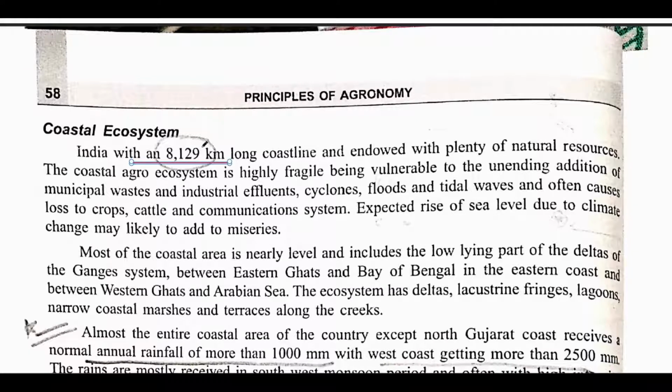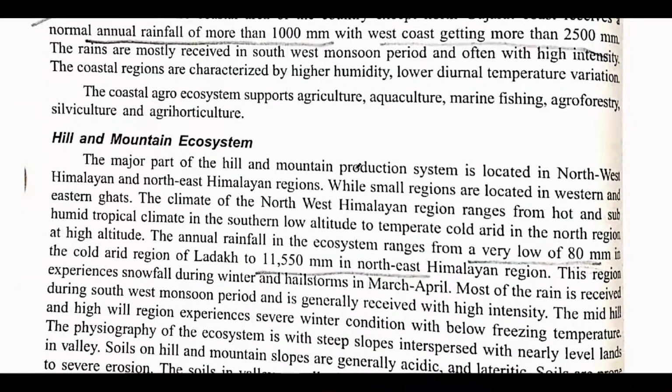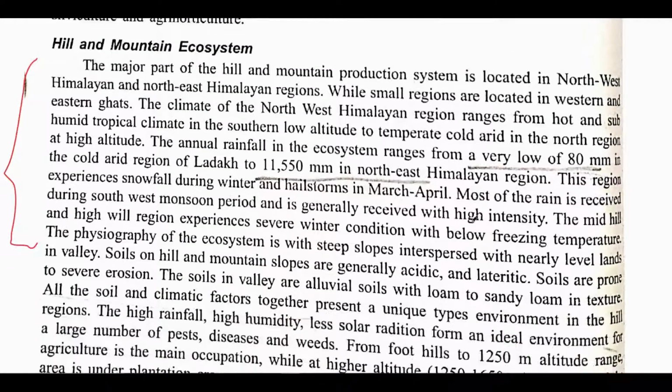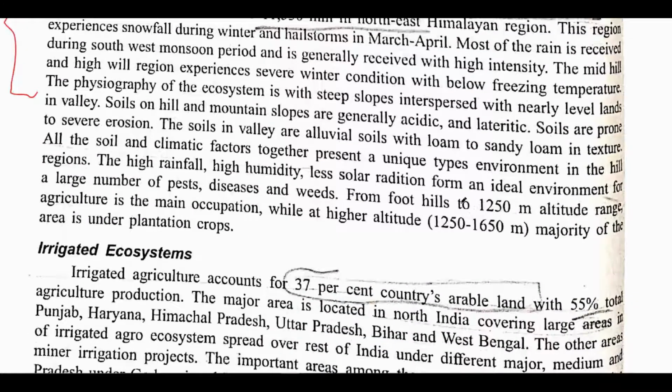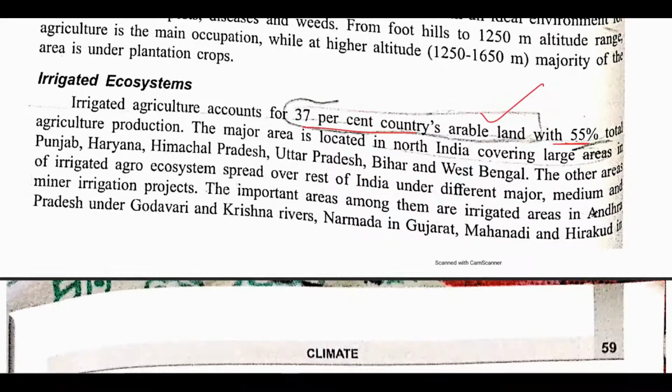Now the coastal ecosystem. Basically, India has a coastline of about 8129 kilometers. This is very important. Now the hill and mountain ecosystem, you can go through it once, just skip all this, it is not important. The important part is that irrigated agriculture accounts for 37% of the total country arable land, and 55% of the total agricultural production. You can skip the rest.